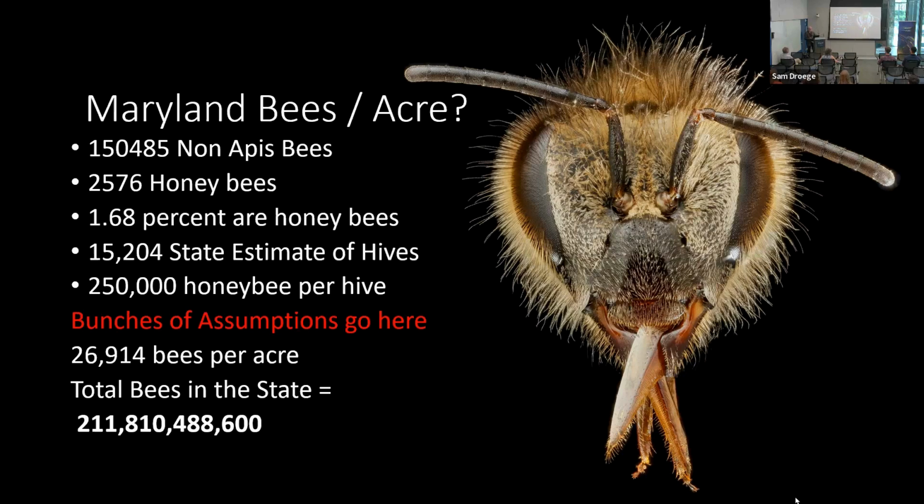So if we look at abundance, super back of the envelope, we estimate about 27,000 bees are produced per acre per year in Maryland. That's average. Okay, that's a lot. That's basically what, I don't know if those numbers, 211 billion or trillion. It's a lot. There's a lot of bees.